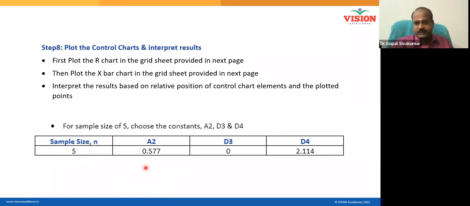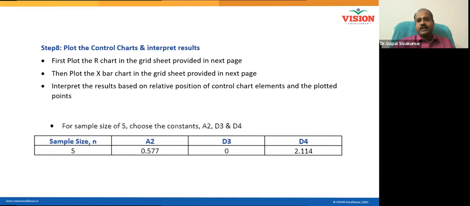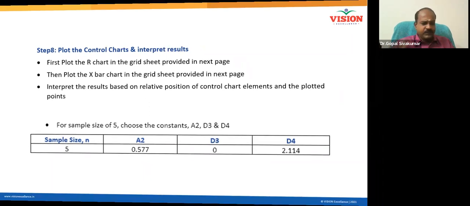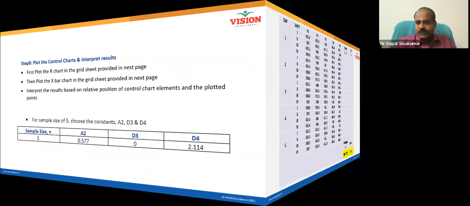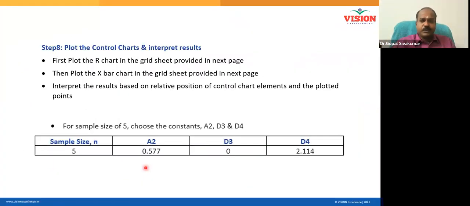A2 is chosen from the table, 0.577. D3 is 0, D4 is 2.114, right? And this table is available in Google. It is there in the manual, which I have shared. You can go to that appropriate page and then go along the subgroup size of 5. You will be able to pick up all these constants, right? So with the help of A2, D3 and D4, you can locate control limit.